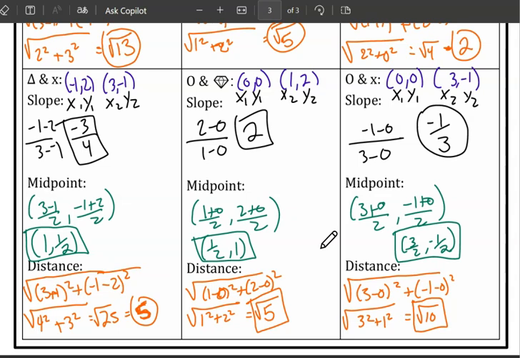Remember, when you're finding slope, midpoint, and distance, after identifying the coordinate points, it is important to double check that you plug them in correctly. That means plugging them into the correct order and having the appropriate signs.